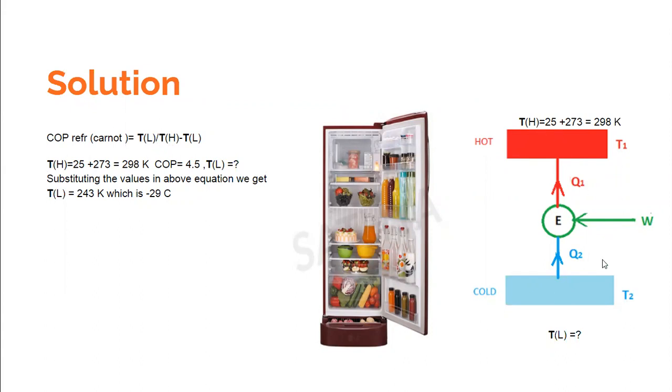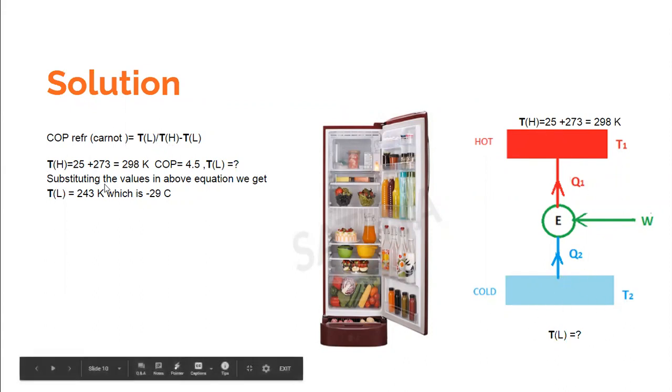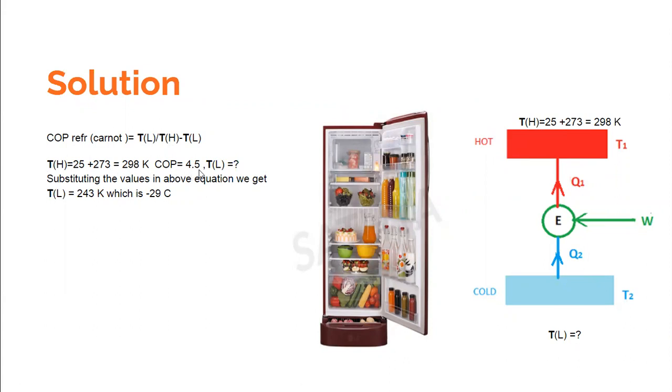TL is to be determined, TH is given, which is 25 plus 273. And because the coefficient of performance is 4.5, it becomes a simple numerical of algebra. If you put these values of TH and COP in this expression, you get the value of TL, which is 243 Kelvin, which is nothing but minus 29 degrees centigrade. This way we can estimate one of the unknown parameters by using this expression of the Carnot refrigerator.